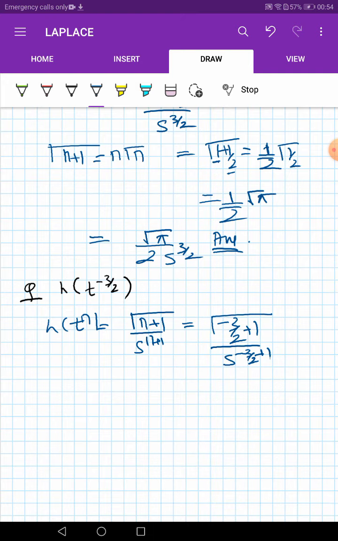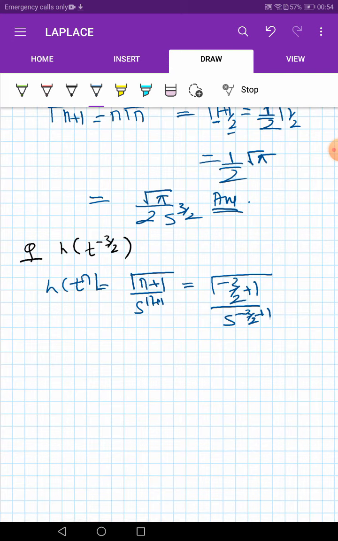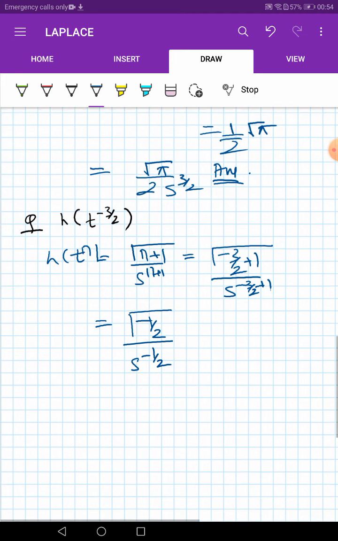So how to get the gamma of this function? We will get minus 1 by 2 here, gamma of minus 1 by 2 divided by s power minus 1 by 2. Now how to get the value of gamma of minus 1 by 2?